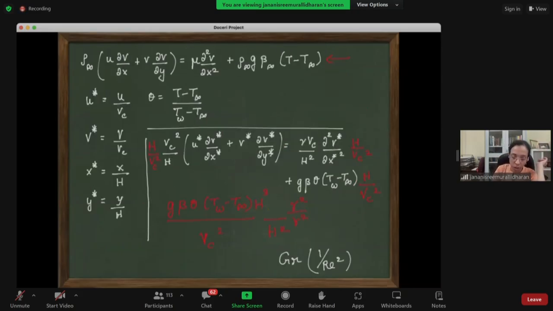Okay. All right. So now I'm going to non-dimensionalize it because this is a very dimensional system. So if I change plate to plate, I will have different sizes.